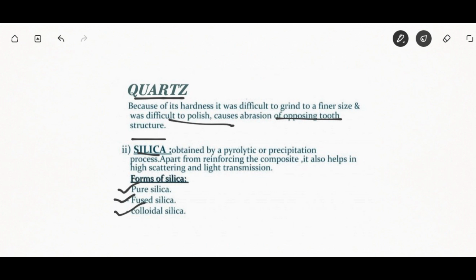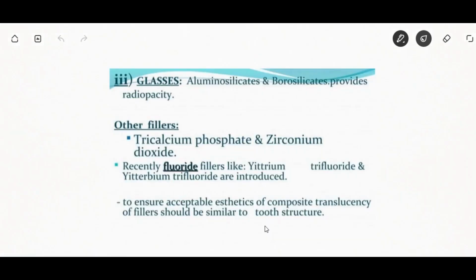Third are the glasses like aluminosilicate or borosilicate that can be used to provide radiopacity. Other fillers that can be used are tricalcium phosphate and zirconium dioxide. Recently, fluoride fillers have been used like yttrium trifluoride and ytterbium trifluoride. So they will ensure acceptable aesthetics of the composite, the translucency of the fillers. The translucency of the filler should be similar to that of tooth structure. The other component is the coupling agent.